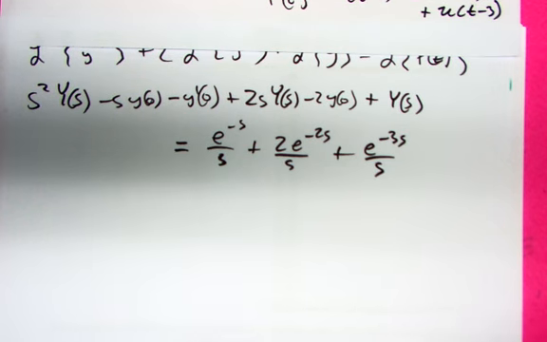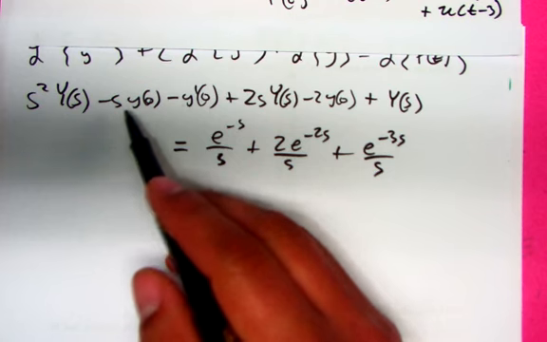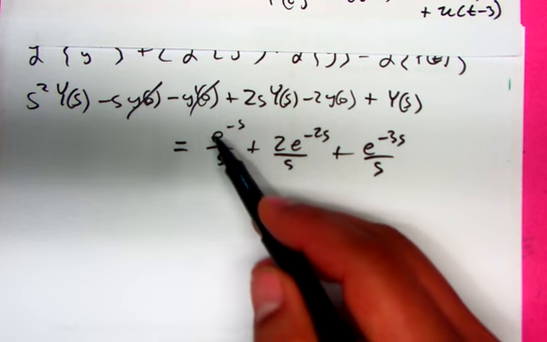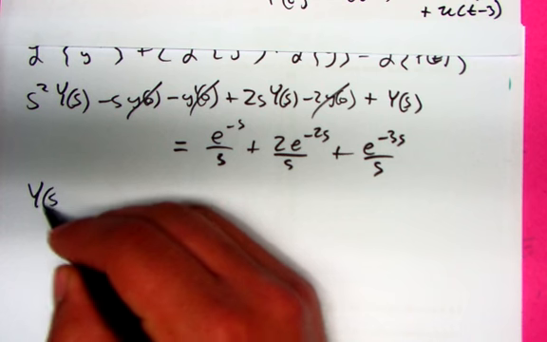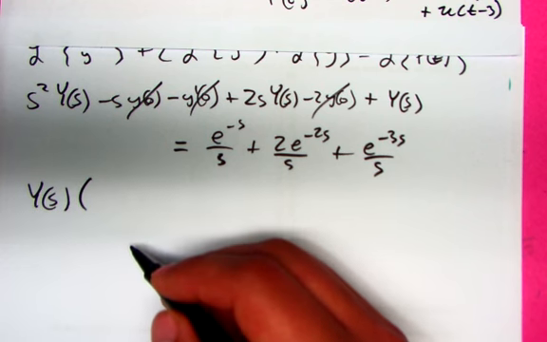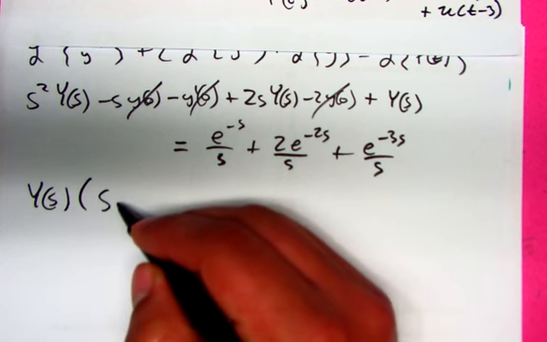The initial conditions are both 0, so this term goes away, that term goes away, this term goes away, and now we're left with Y of s times the quantity s plus 1 squared.